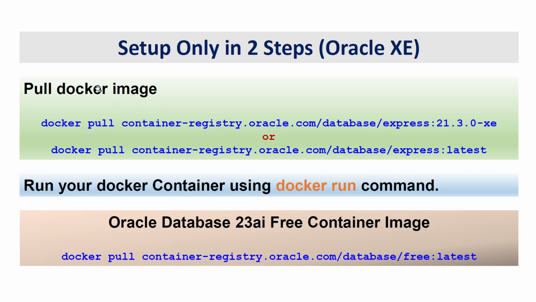So these are the two steps. One, you pull the Docker image, and two, you run your Docker. Once the Docker has been run, you will be able to connect to your Oracle database.